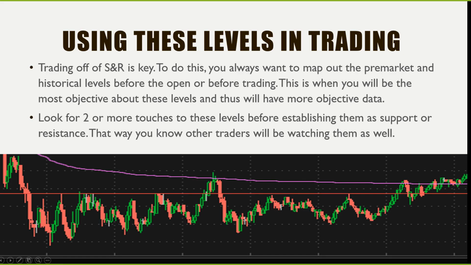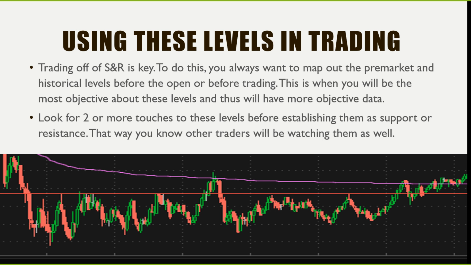Using these levels in trading. So trading off of support and resistance is key. You always want to map out the pre-market and historical levels before the open or before trading. This is when you will be the most objective about these levels, and thus will have more objective data.